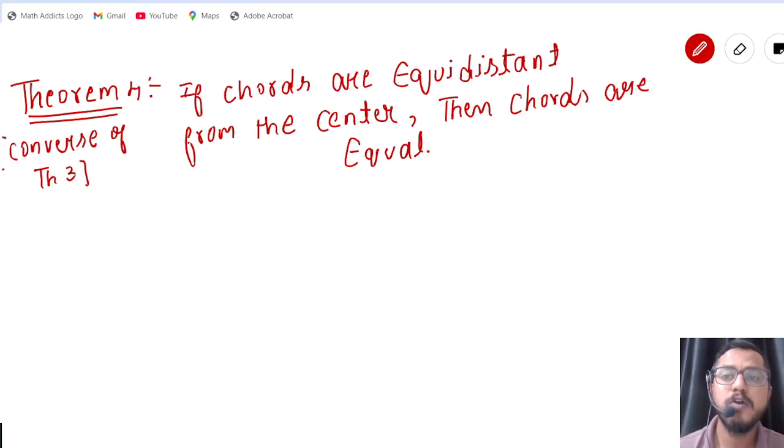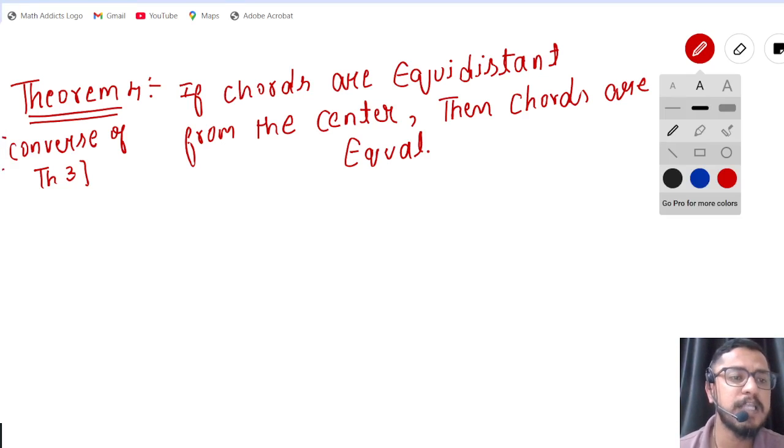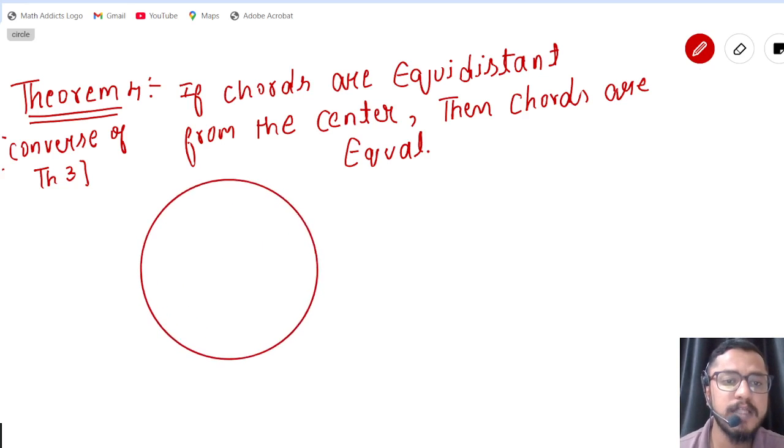Now let us move on to theorem 4. See, theorem 4 is nothing but the converse of theorem 3. Now what does theorem 4 say? If chords are equidistant from the center, then chords are equal. First try to understand what the theorem says.